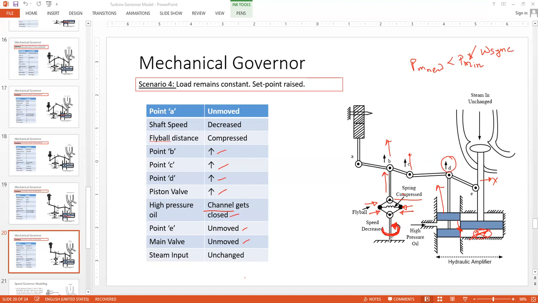So you have to bring back the speed to synchronous. What we have to do is reduce some load, because you don't have enough PM in. To establish the balance again between PM and PE, we have to reduce PE. That means we have to shed some load. All of this is happening because we are simply changing this reference point.